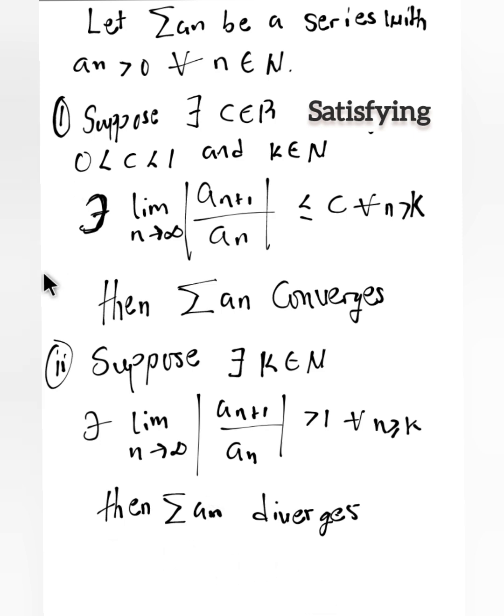When these conditions occur, the limit is between 0 and 1, the series is said to converge, but when the limit is greater than 1, then the series is said to diverge. Now let's take some examples.